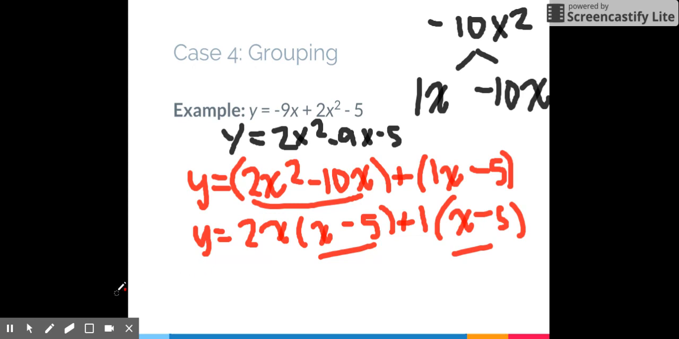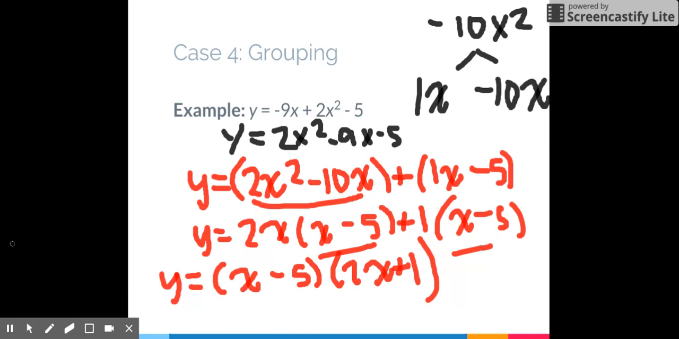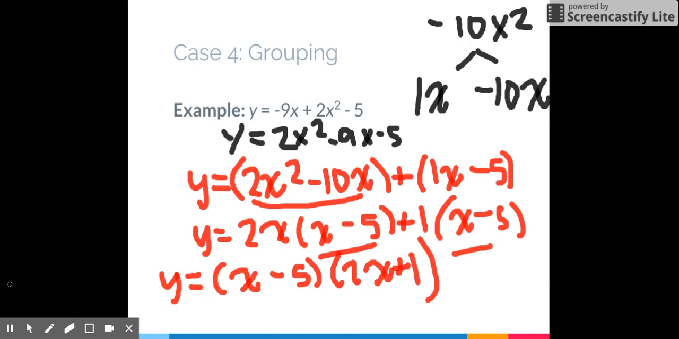So now they both share an x minus 5, so I can factor that out. And I'm left with y equals quantity x minus 5 times quantity 2x plus 1, which is the same thing we had, except in a different order. And so if you set those factors equal to 0, you're going to get x equals 5 and x equals -1/2. And that is how you solve by grouping. Again, grouping is used when you want to solve by factoring, you don't have a special case, and your a value is not 1.